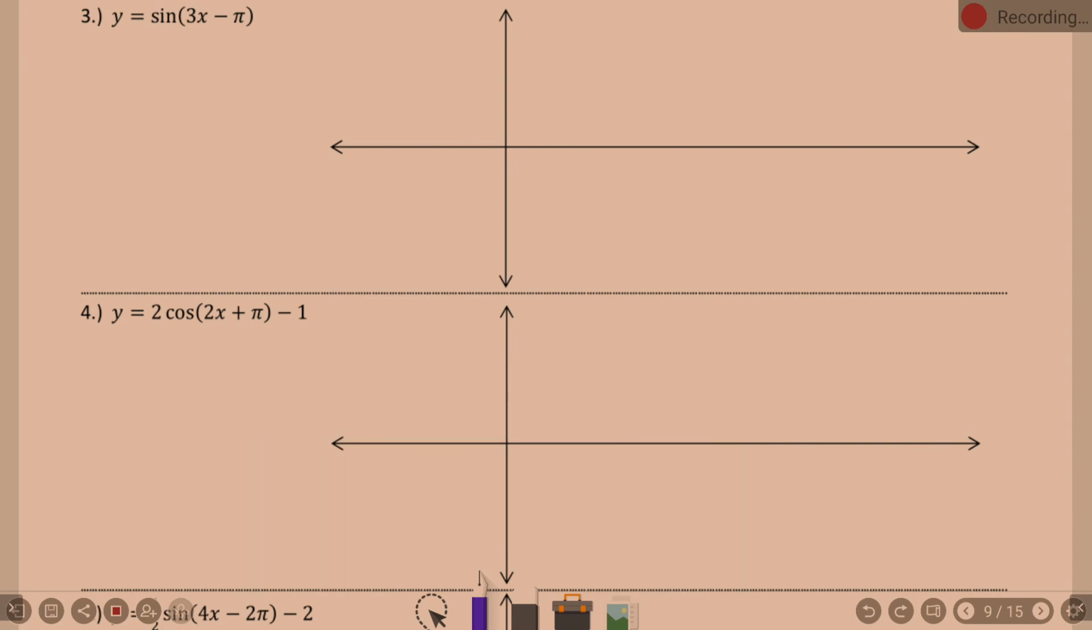Can we speed up this process? I'm going to start with center line. What's the center line? 0, because it's the plus d value, which is a number add or subtract at the end. I don't have a number add or subtract at the end, so this graph doesn't move up or down. Center line is 0.